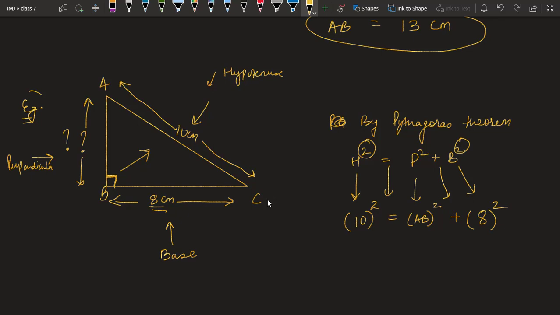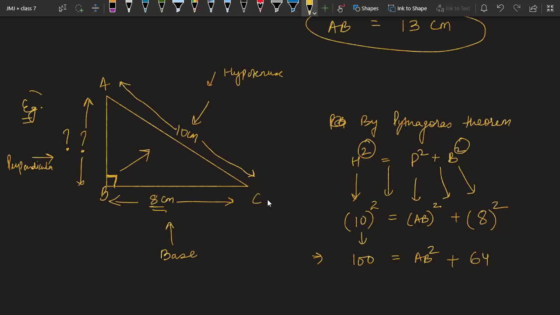Now simplify the equation first. We all know 10 square means 10 into 10, that is 100. Equal to sign is there. AB square will remain like this only. Then we have a plus sign and 8 square is 8 8s are 64.